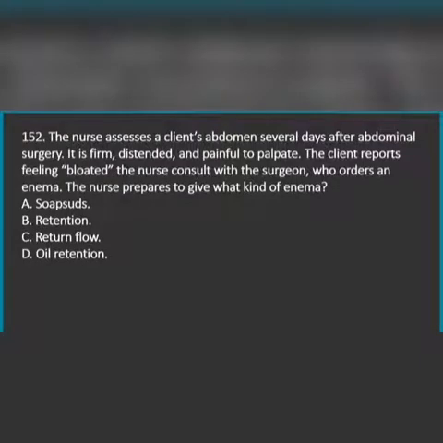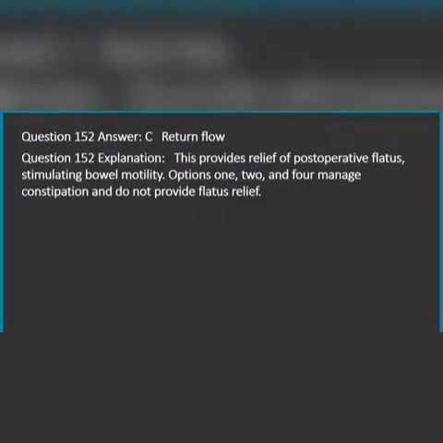Question 152. The nurse assesses a client's abdomen several days after abdominal surgery. It is firm, distended, and painful to palpate. The client reports feeling bloated. The nurse consults with the surgeon, who orders an enema. The nurse prepares to give what kind of enema? A. Soap suds. B. Retention. C. Return flow. D. Oil retention. Question 152. Answer, C. Return flow.